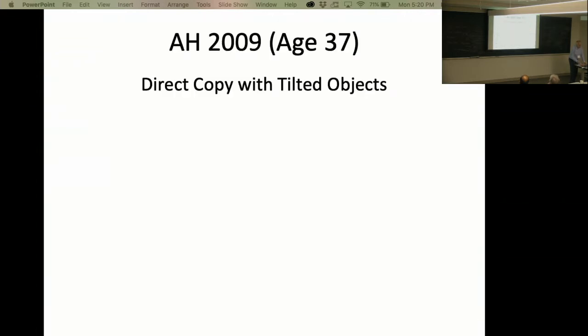So we wondered at this point, well, what about with AH? At the time I had worked with her before, I hadn't thought about orientation this way. We hadn't done this type of test. So Emma and I went back to her when she was now 37 years old and asked her to do some tasks with these tilted asymmetric objects. And just asked her to do a direct copy task, again, showing her a picture and asking her to make a copy while she's still looking at it.